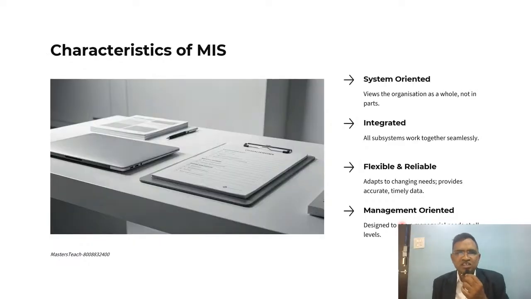Then characteristics of MIS. It is system oriented, so it views the organization as a whole, not in parts, and it is integrated. It works with other systems and is flexible, so you can change it as per the needs. Accuracy is there, and you can get the data in a timely manner. It is management oriented, so it serves managerial needs at all levels.